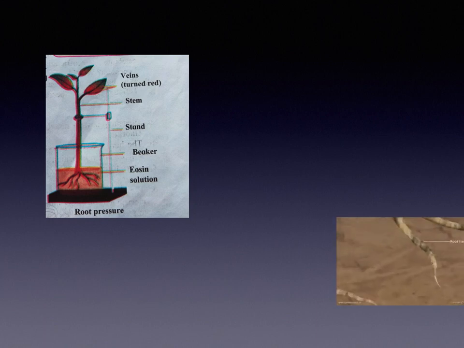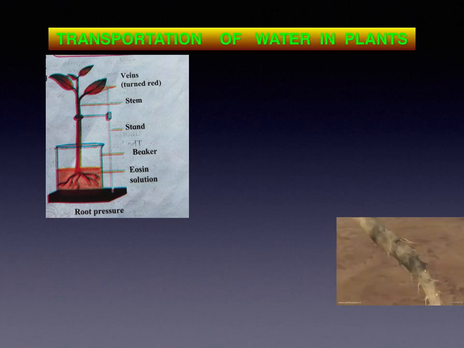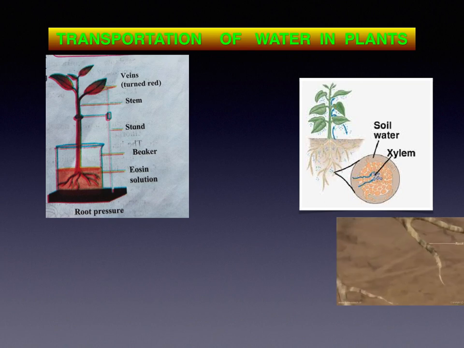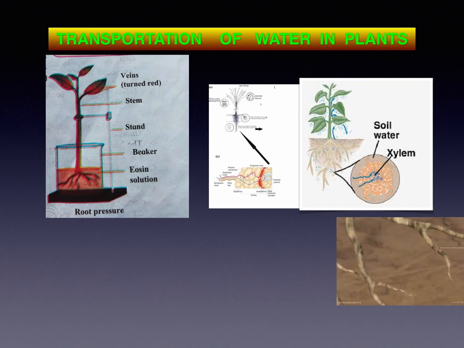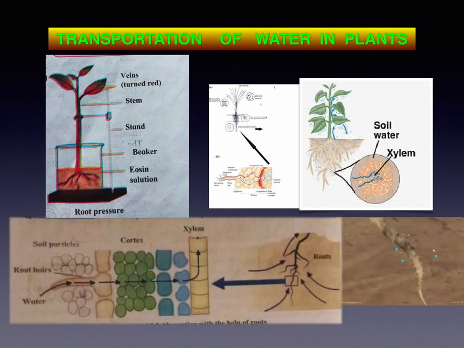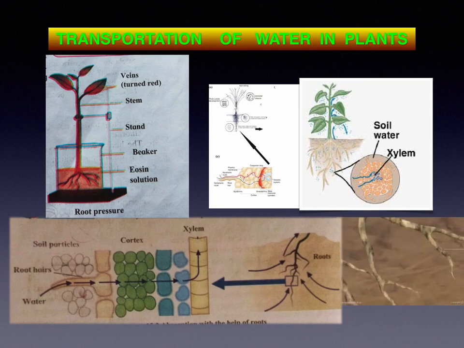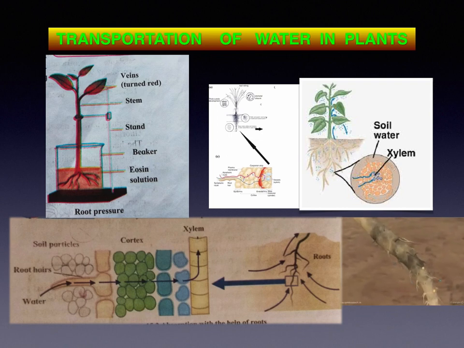Now, as we know that root cells are in contact with water and minerals in the soil. Water and minerals enter the cells on the root surface, as you can see, due to the difference in concentration. As a result, these cells become turgid. These turgid cells exert pressure on the adjacent cells. This is called root pressure.